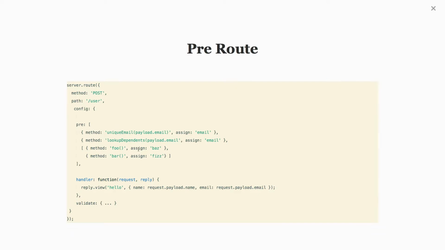In this case, it's going to call all of these methods before it calls my handler function. And at any point during any of those, like the unique email thing, we could do something that says, oh, that's a 404, or that's unauthorized or whatever. So our handler actually never gets called.